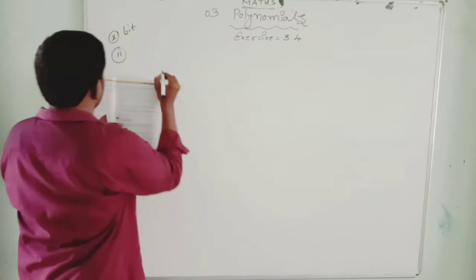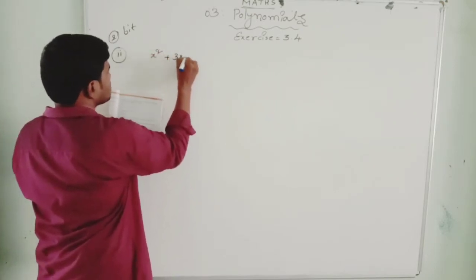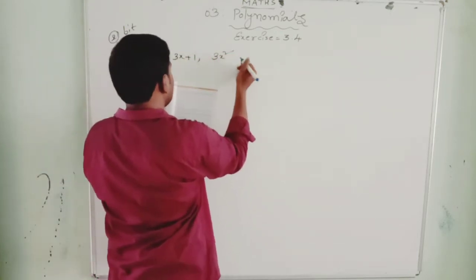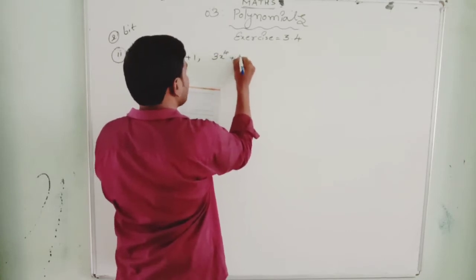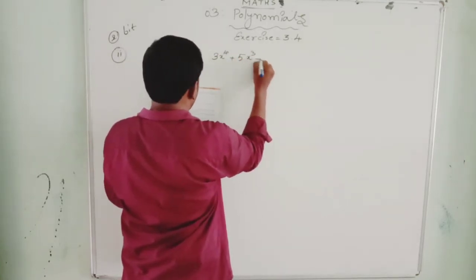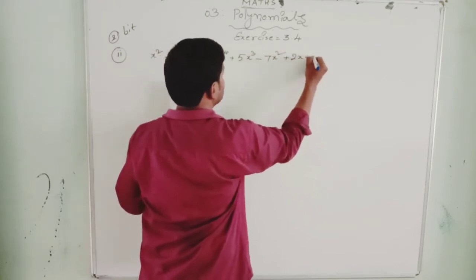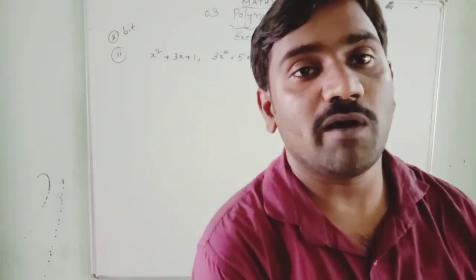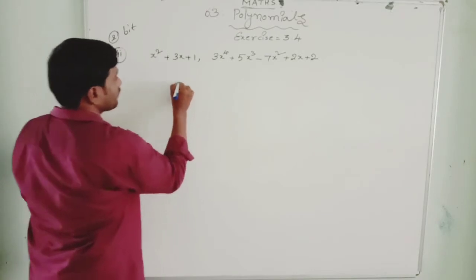Second question. That is x square plus 3x plus 1. Here the second polynomial is 3x to the power of 4 plus 5x cube minus 7x square plus 2x plus 2. Let us divide the second polynomial by the first polynomial. Okay, so let us divide it.